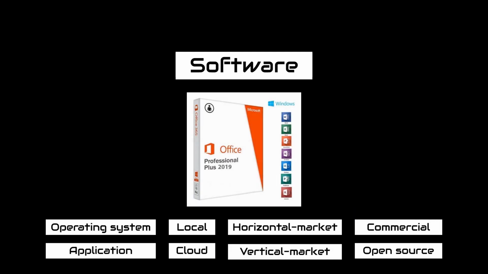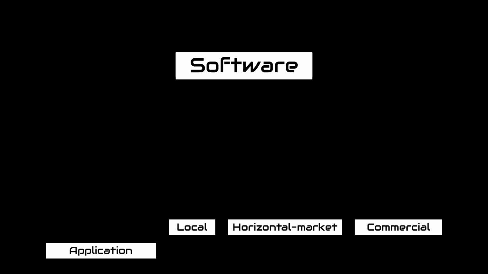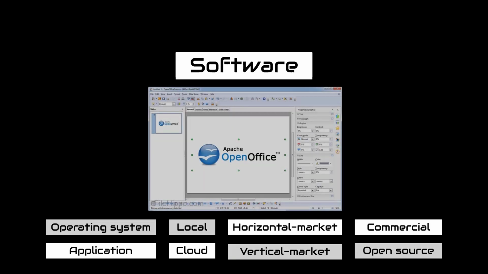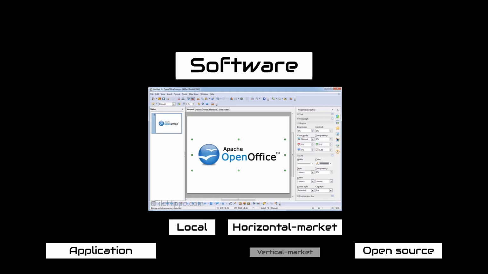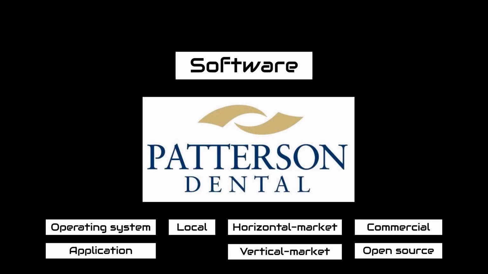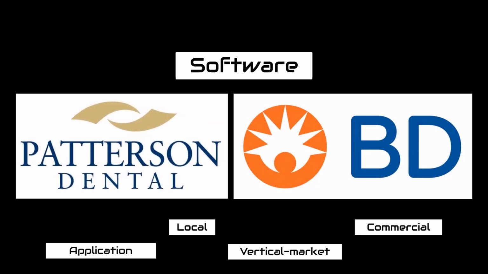We mentioned Microsoft Office. Office 2019, or generally any version of Office with a year after it, is an example of a locally installed commercial application. Office 365 is an example of a cloud-based commercial application. OpenOffice is like Microsoft Office, but it is open source. Files aren't fully compatible between the two because of the way the two applications handle formatting and other details. We mentioned Patterson. That's an example of a locally installed commercial vertical market application. BD also makes software that works with the medical field and is pretty useless for non-medical professionals.